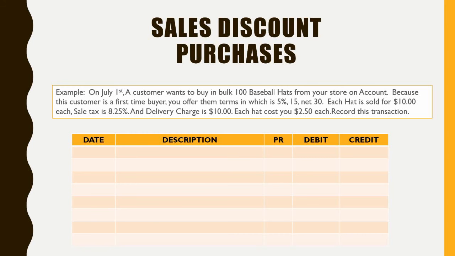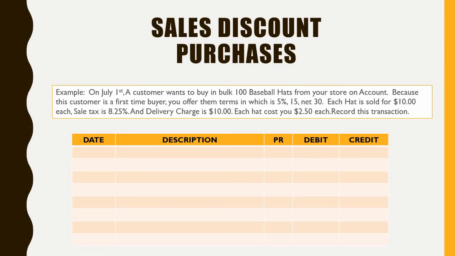All right. And because the customer is a first-time buyer, you offer the customer a 5% discount if they pay you within 15 days. And if not, they have to pay you in full for 30. Okay. And of course, each hat that was sold was originally $10 each, as we know from the previous section. All right, sales tax is 8.25%, and there was a delivery charge because obviously we're not going to have 100 hats available, of $10, and each hat cost you $2.50 each.